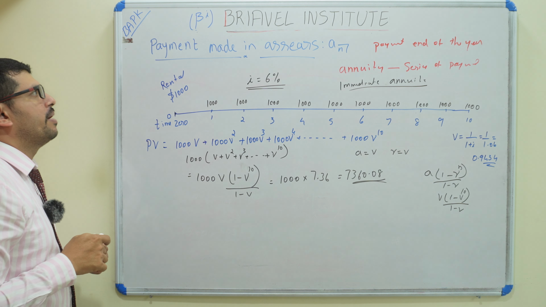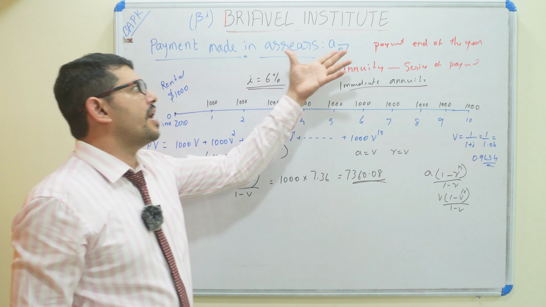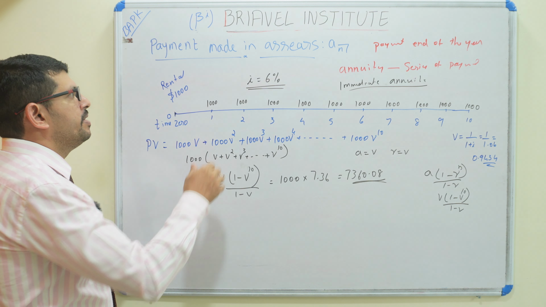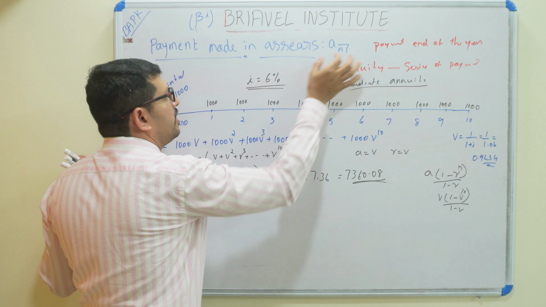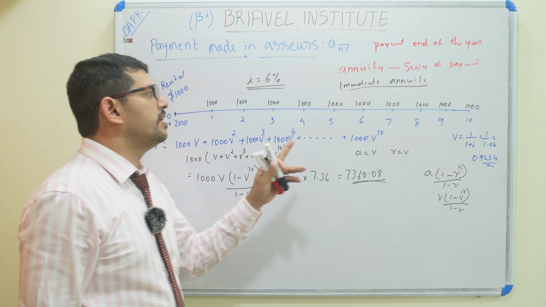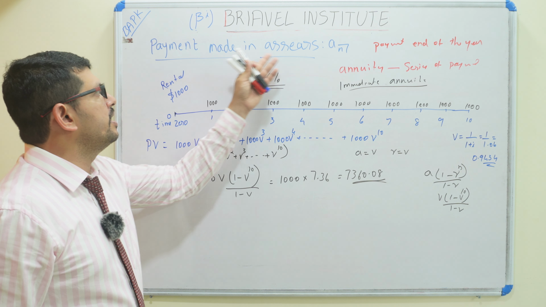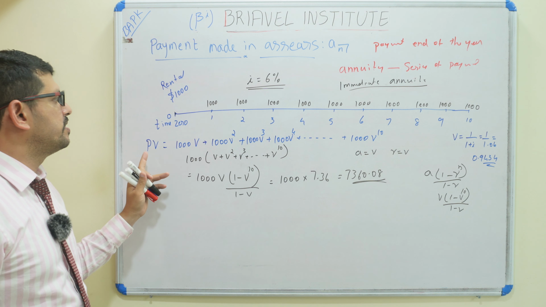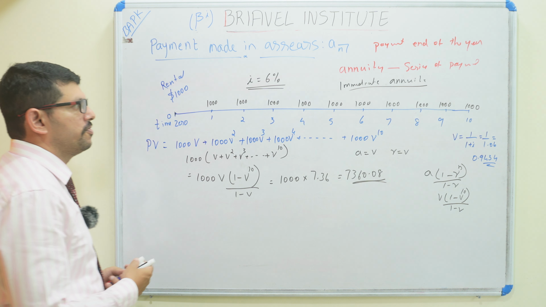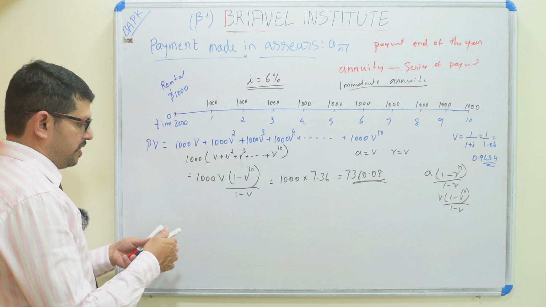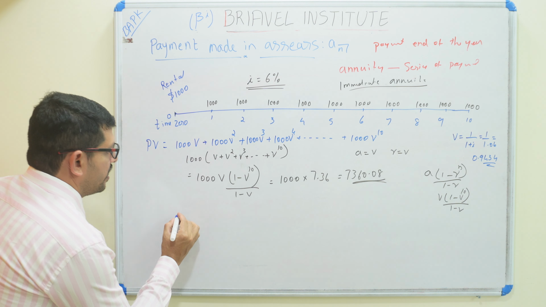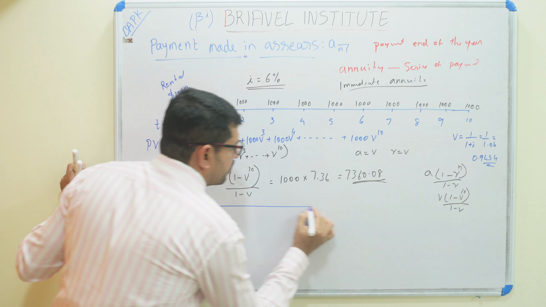So now, for payment made in arrears, what is a_n? We are going to find out what a_n is. It is the present value of this series of payments. The present value of the series of payments I can call the payment made in arrears a_n. I am finding the present value of this series of payments, taking each payment of the series as 1.